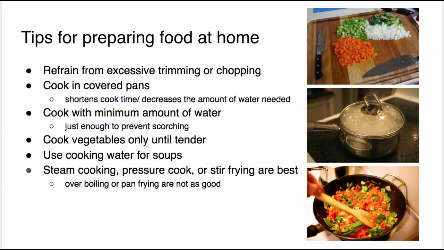You also want to cook vegetables only until tender, so not overcooking them so that they've been exposed to high prolonged heat. Remember back when we were talking about thermal processing, we want higher heat for a shorter amount of time. And in line with that, steam cooking, pressure cooking, and stir frying are best over boiling or pan frying.